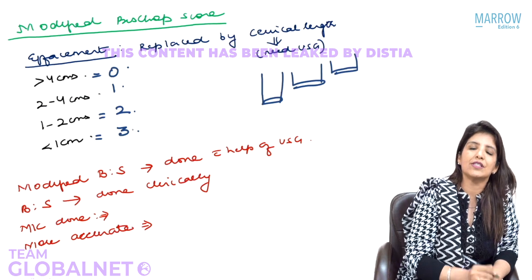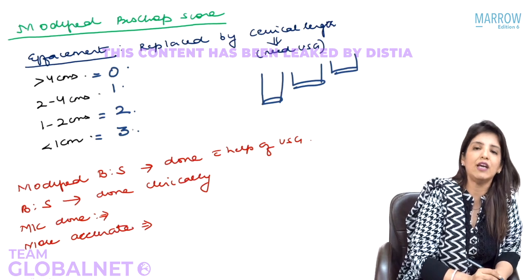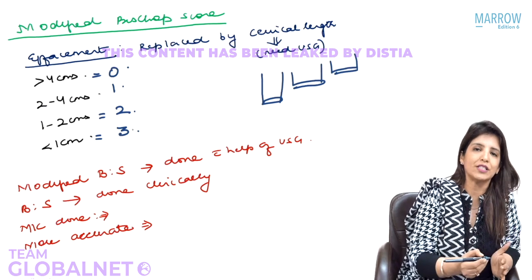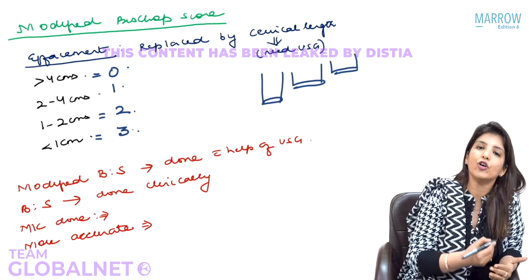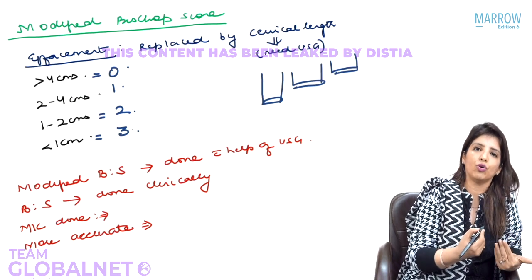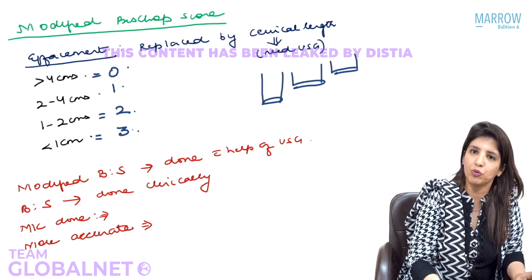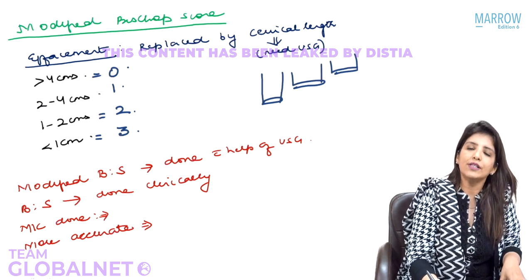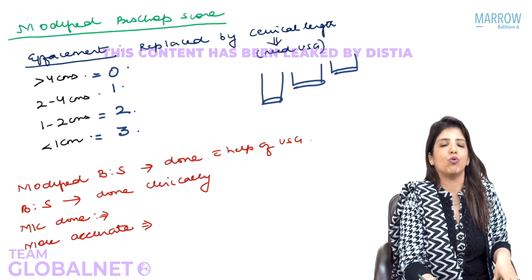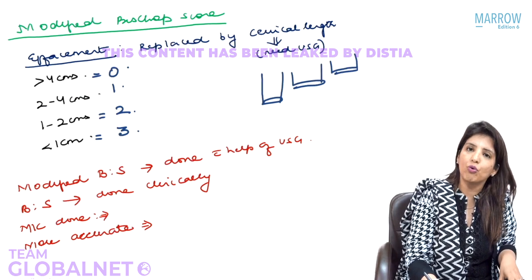So if the cervix length is less than 1 centimeter, you have to give a score of 3. If it is 1 to 2 centimeters, you give a score of 2. If it is 2 to 4 centimeters, a score of 1. And if it is more than 4, a score of 0. Right?